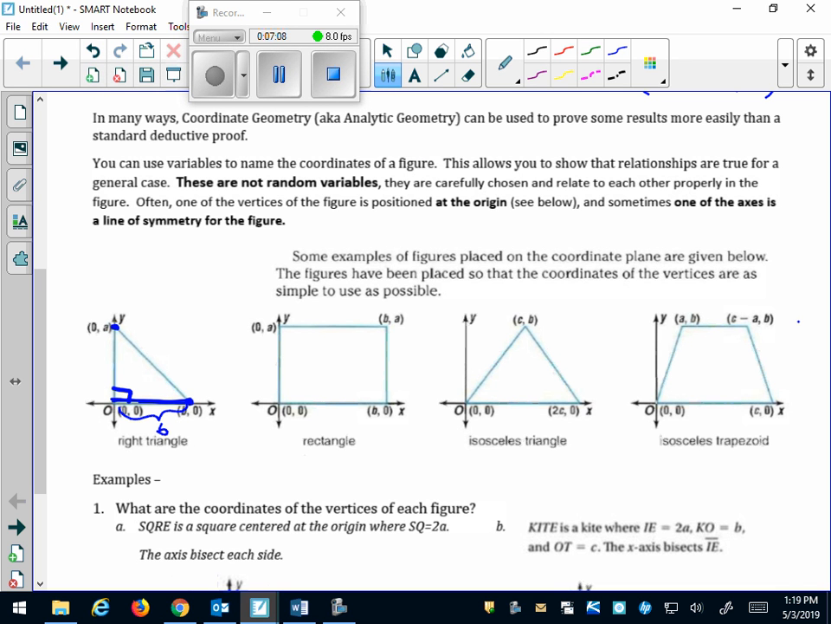B. That's the length of that segment. How do I know? Because in order to get to this point, I have to go a distance of B to the right, and then up 0. Right? The point B0, that's what that represents. What is the length of this side of the triangle? A. Because we went to the right or left 0, and then up A.